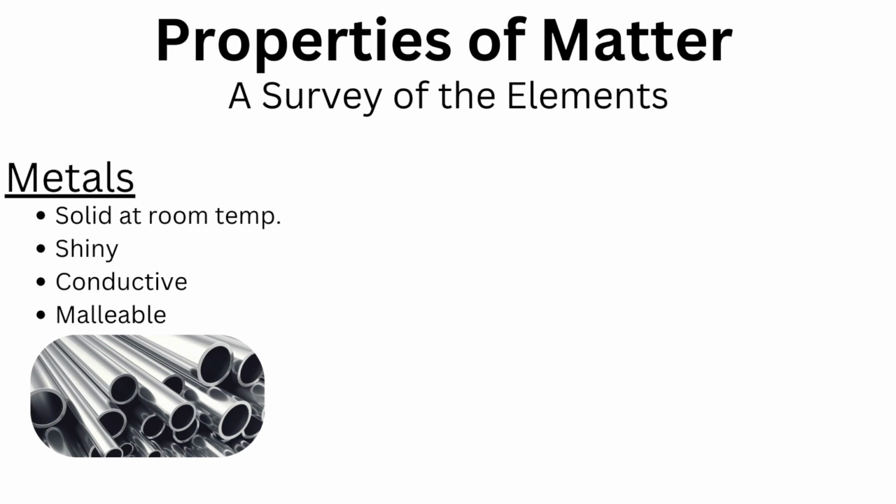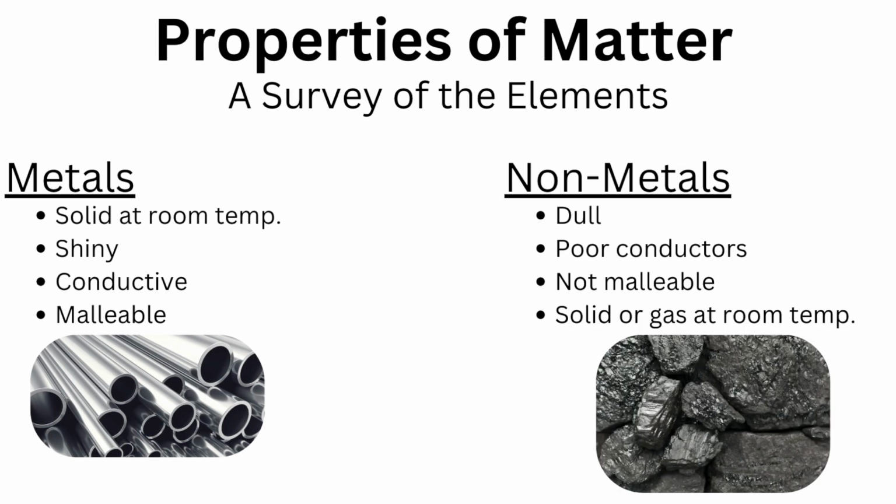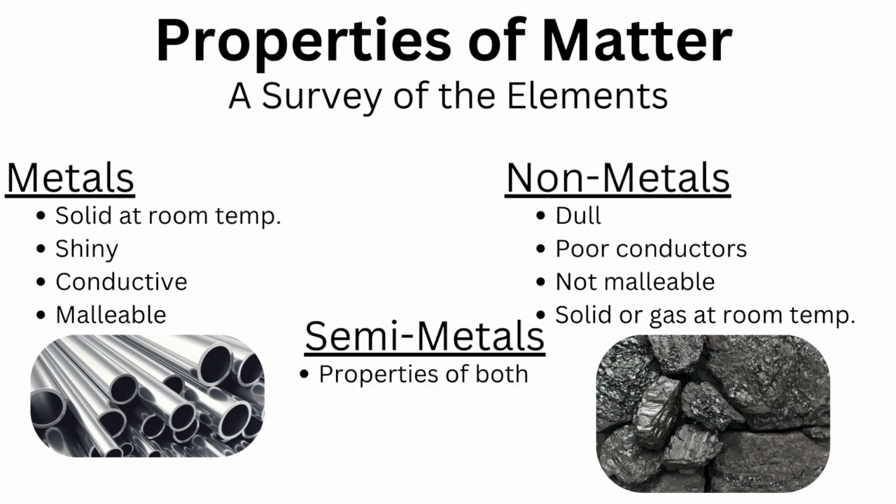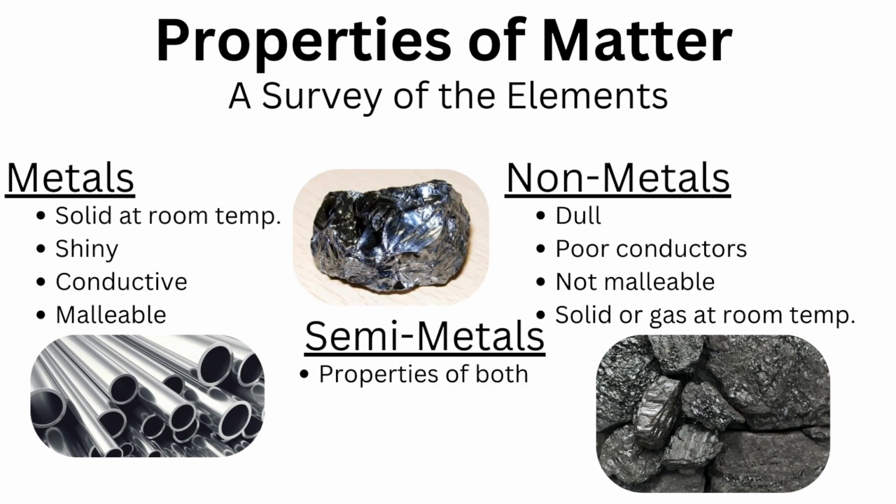Metals are elements which are solid at room temperature, lustrous, conductive, malleable, and ductile. Non-metals are generally dull, poor conductors, not malleable, and solid or gas at room temperature. Semi-metals are elements with properties of both metals and non-metals.